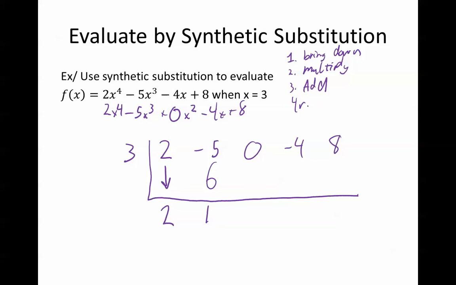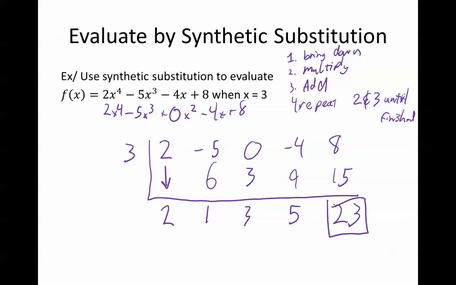And then step 4 is to repeat 2 and 3 until finished. And I'm going to spell until correctly. So we're going to go through this whole thing, and we're going to keep doing 2 and 3 until we're done. So multiply. 3 times 1 is 3. Add. 0 plus 3 is 3. Multiply. 3 times 3 is 9. Add. -4 plus 9 is 5. Multiply. 3 times 5 is 15. Add. 8 plus 15 is 23. And that right there is our final answer.